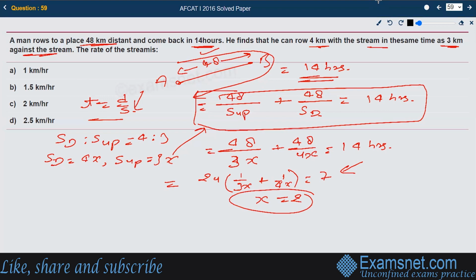Now with this 2, I can find out the downstream and upstream speed. The downstream speed simply becomes 4 times 2, that is 8, and the upstream speed simply becomes 3 times 2, that is 6. So these are the downstream and upstream speeds.